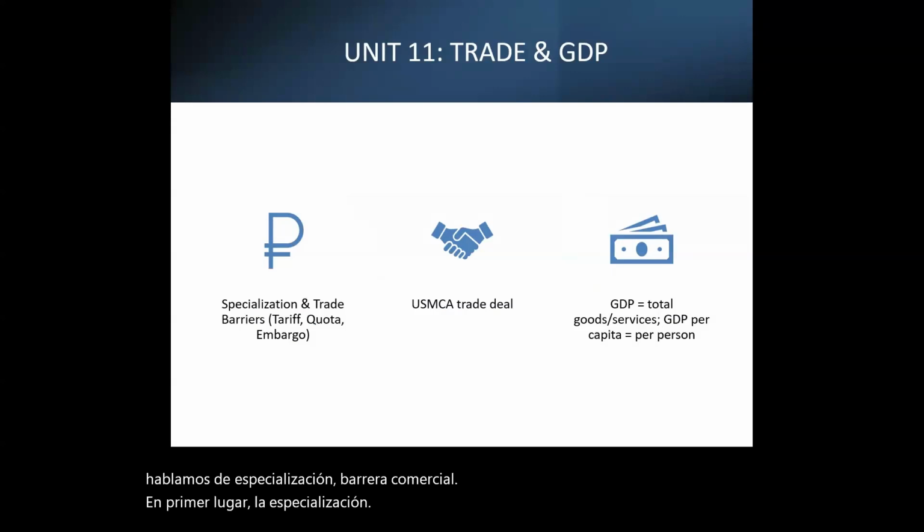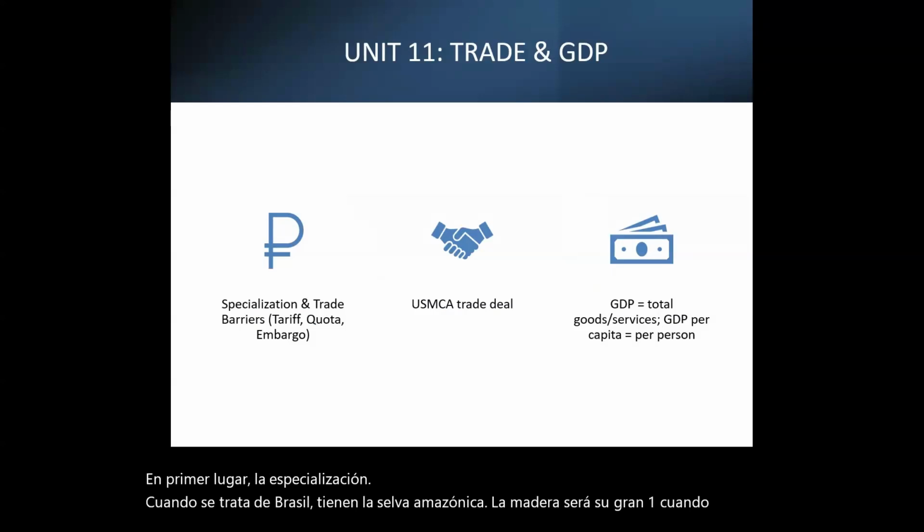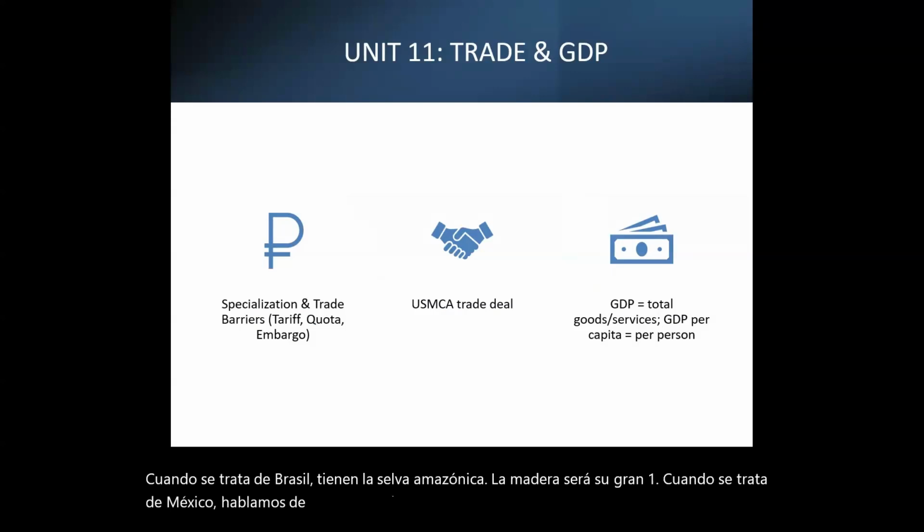Now, when we talk about specialization and trade barriers, first of all, specialization. When it comes to Brazil, they have the Amazon rainforest. Timber will be their huge one. When it comes to Mexico, we talked about the same thing, oil. Whatever their natural resource is, that is what they specialize in. Let's move on and talk about trade barriers.